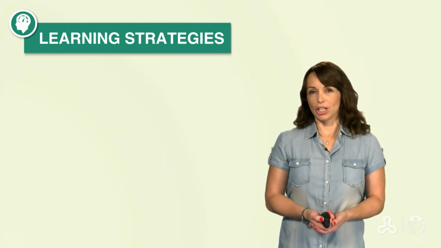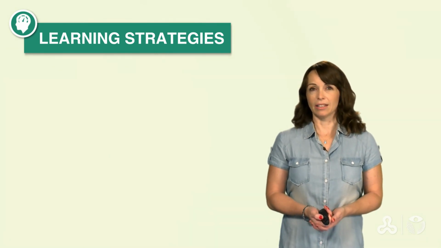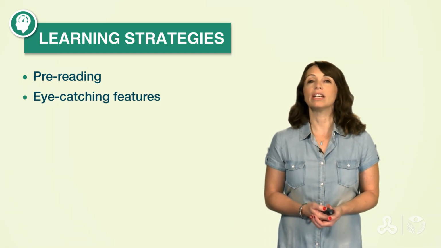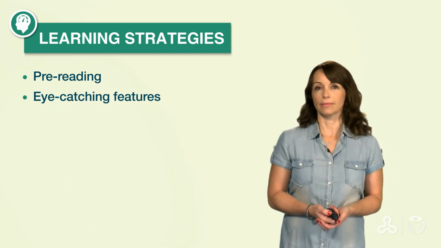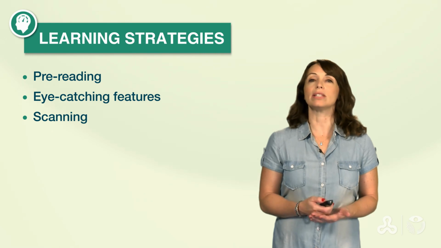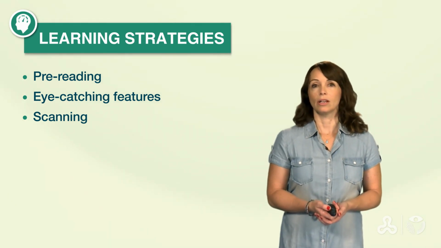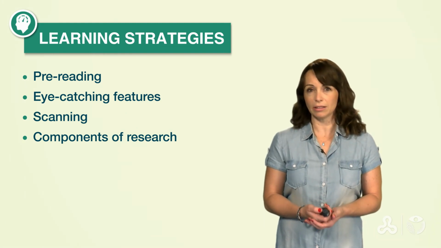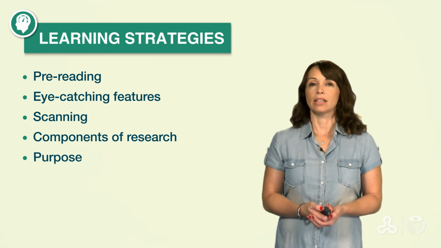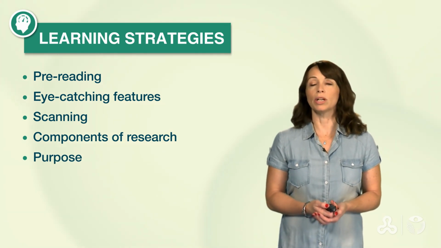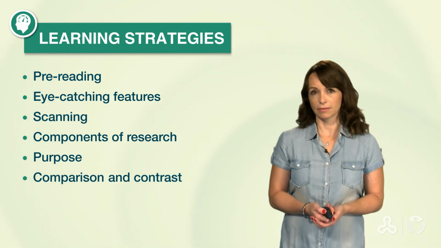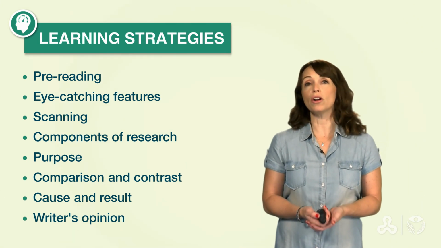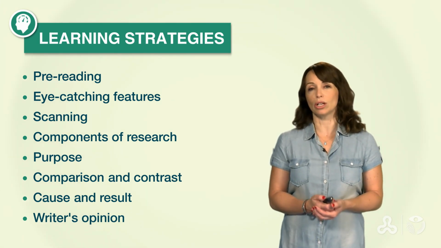So the learning strategies that we're going to be reviewing today are going to be pre-reading, okay? We're going to continue practicing pre-reading. We're going to look at the eye-catching features. We are going to do some scanning, we will scan the text today as well. We're going to look at the components of research. We are going to look at the writer's purpose. We're going to look at comparison and contrast, cause and result, and also we're going to look for the writer's opinion. Yes, we will look for the writer's opinion.